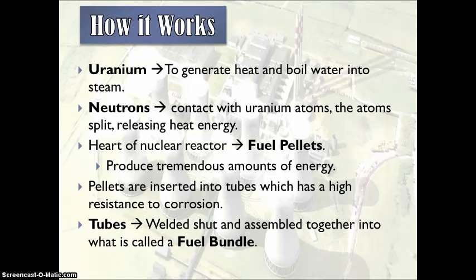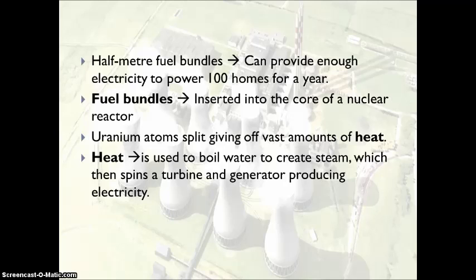The pellets are inserted into tubes, which have a high resistance to corrosion. The tubes are welded shut and assembled together into what is called a fuel bundle. Half-meter fuel bundles can provide enough electricity to power 100 homes for a year.